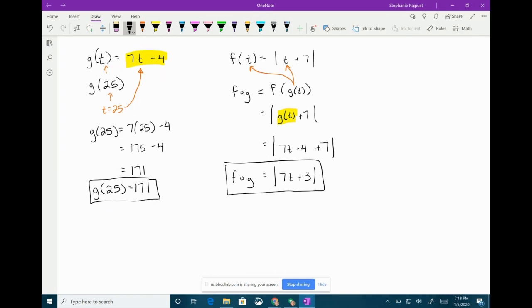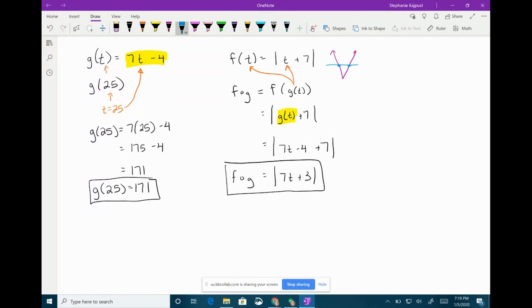Now the other thing on the final is you could be asked to find inverses. You can only find inverses of things that pass the horizontal line test. So f of t, the absolute value graph gives us a V. This does not pass the horizontal line test. We can't find the inverse because if I draw a horizontal line, I hit the graph twice. So there's no inverse for an absolute value, but there is an inverse for a linear equation.